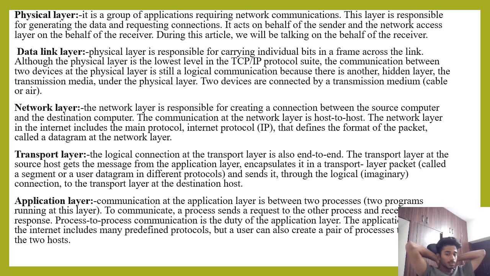Moving on to the first layer, the physical layer. It is a group of applications requiring network communications. This layer is responsible for generating the data and requesting connections. It acts on behalf of the sender, and a network access layer on behalf of the receiver. Here we will be talking on behalf of the receiver. The second layer is the data link layer. The physical layer is responsible for carrying individual bits in a frame across the link.